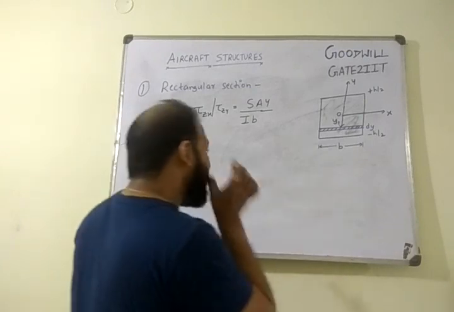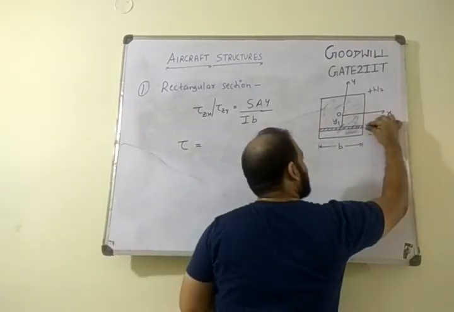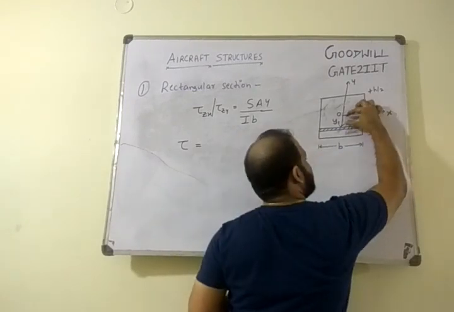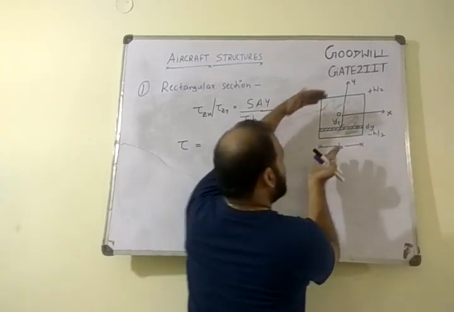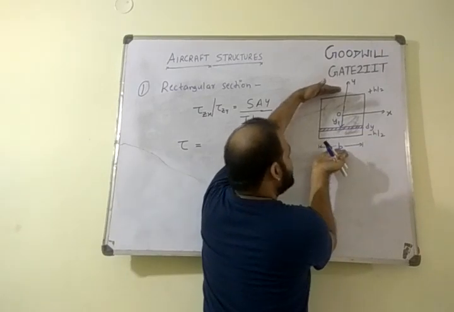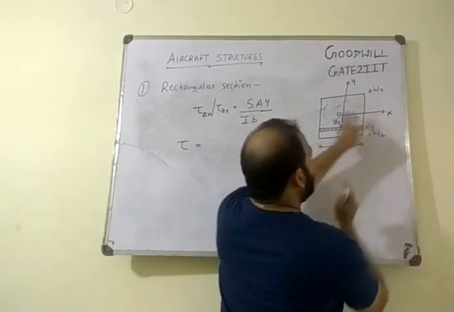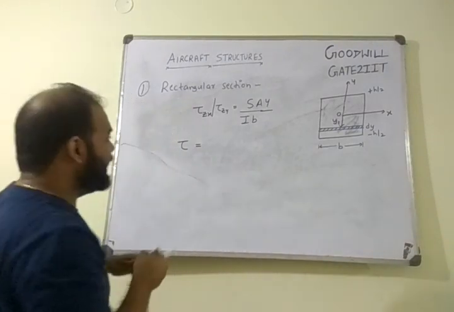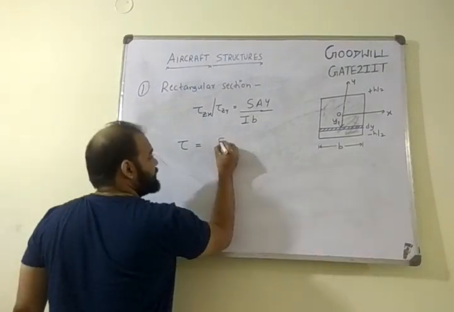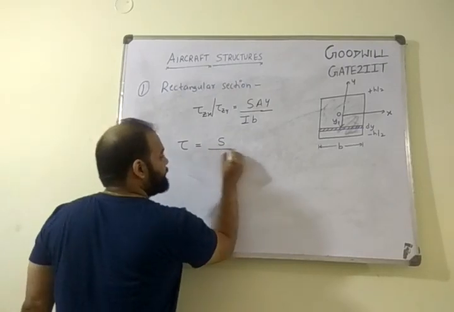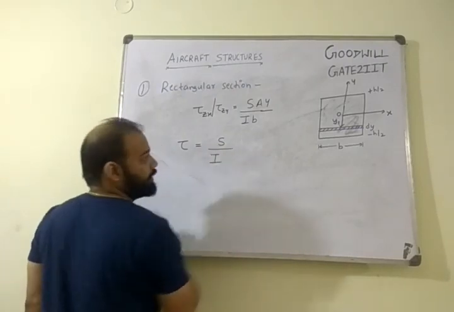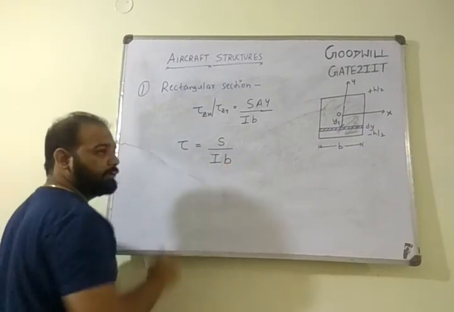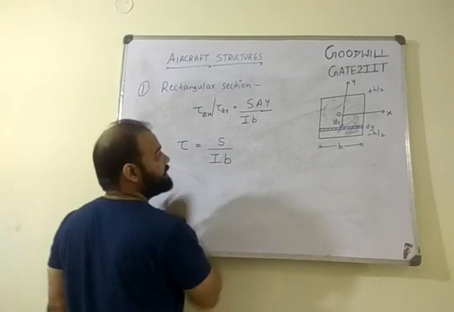So I'm again repeating this. I've considered a small thin strip of width B, thickness dy, at a distance of y1 from the origin. This whole rectangle depth is H and width is B. The XY coordinate system is present. Now I'll write a few terms. S is the load, divided by I, the moment of inertia, and B is the thickness. We'll come to how to calculate these quantities. S divided by I B comes into the picture.